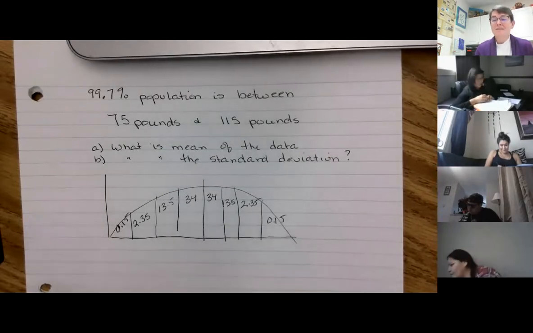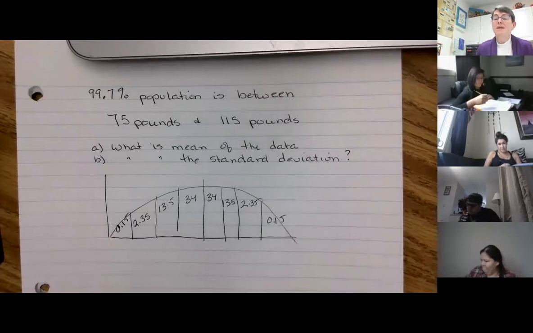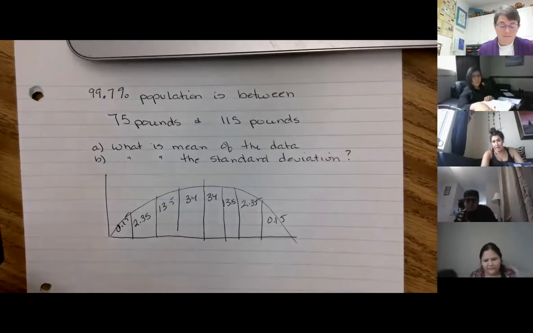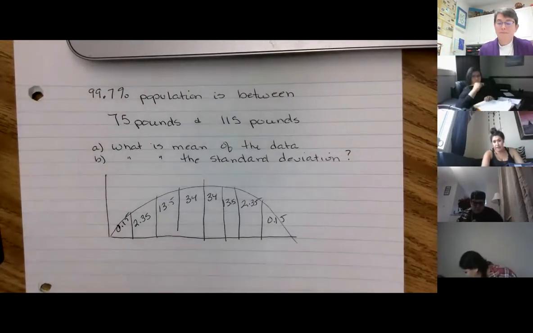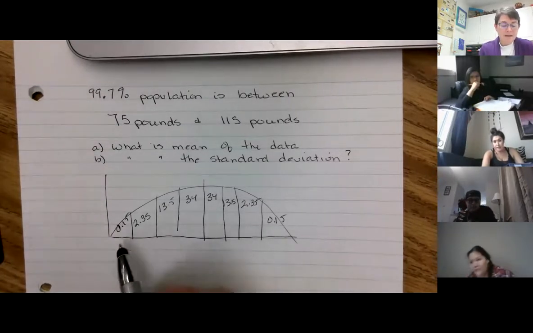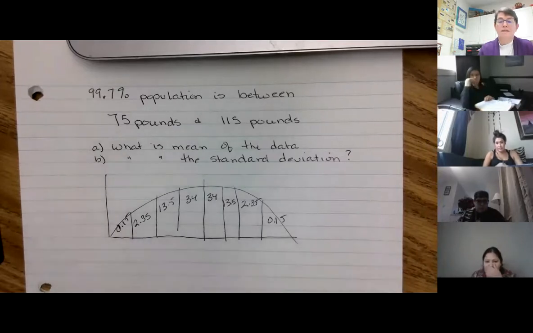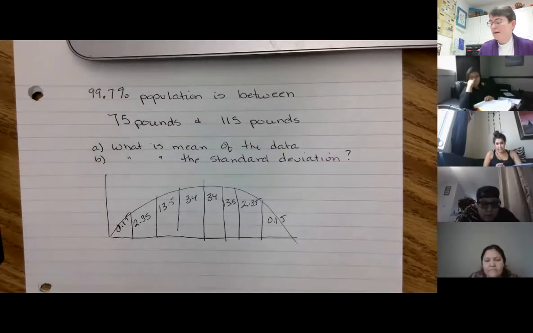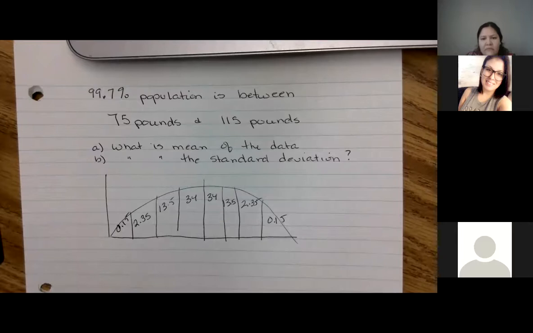Okay, guys. Where's the mean in my picture? Anybody? The 99.7%. Okay, right. But in my picture here, we're going to get to the 99.7 in a sec. Where is the mean going to be? In the middle. In the middle.